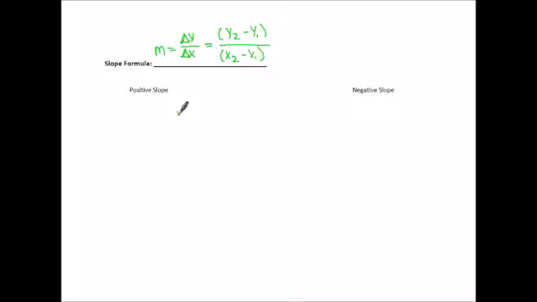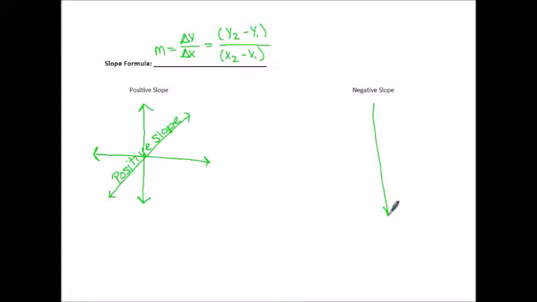So another important thing that we want to look at is if our slope is positive or negative. If we have a positive slope, it's going to run this way through the graph. So we can just write positive slope here. And if this is a positive slope, then that means our negative slope is going to run the opposite way through. Like that.